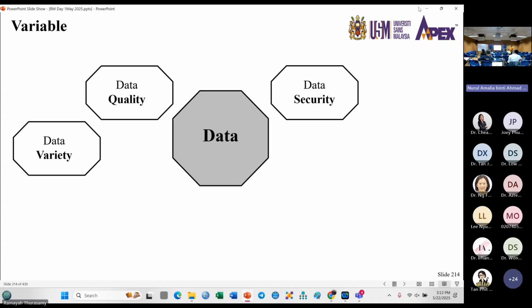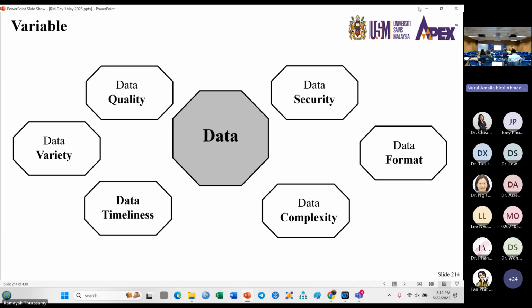Okay. We have data quality here. We have data variety here. We have data timeliness here. We have complexity. Many, right? You have to label your variable clearly. Cannot put data. Data is not a variable. Similarly, AI. AI is not a variable. AI is only a term. AI stage is a variable. AI stage 2, right? Number 2. That is how we will measure. So when you draw a box, you must label it clearly.